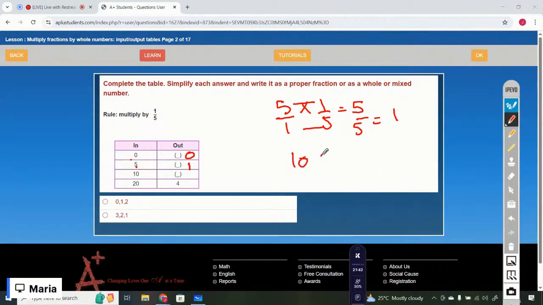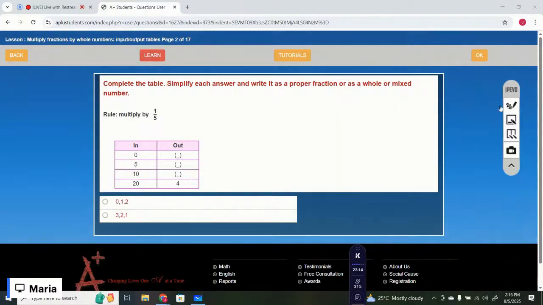The second one is 10 times 1 by 5. So just do numerator times numerator and denominator times denominator. That is 10 times 1 is 10 and 5 times 1 is 5. So 10 by 5 is 2. The missing number is 2. So the missing numbers are 0, 1 and 2. Option number 1 is the correct option.